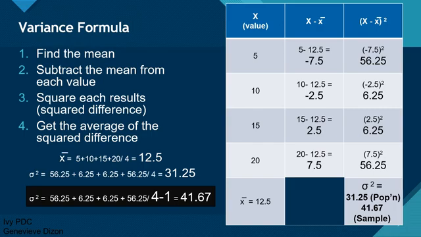Given this new information, let's now adjust our variance, considering that our values are only sample data and not population data. So everything will still be the same. It's just that we need to change the denominator into a lower value so that we can adjust for the population being smaller. So instead of using 4 as a denominator, we have to subtract 1. So 4 minus 1, we will now have 41.67 as our new sample variance.